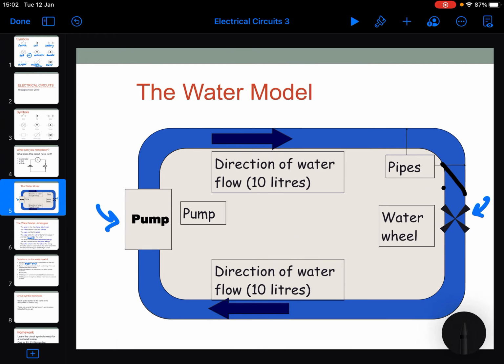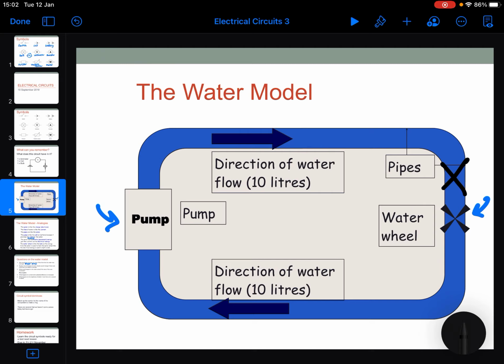Hopefully, you've got the idea that if you have 2 water wheels or 2 bulbs in a circuit, the current, the water rate, would slow down. So if you increase the number of bulbs in the circuit, the speed of the water and the speed of that water wheel would slow down. So the current would slow down. So increasing the number of bulbs decreases the current.